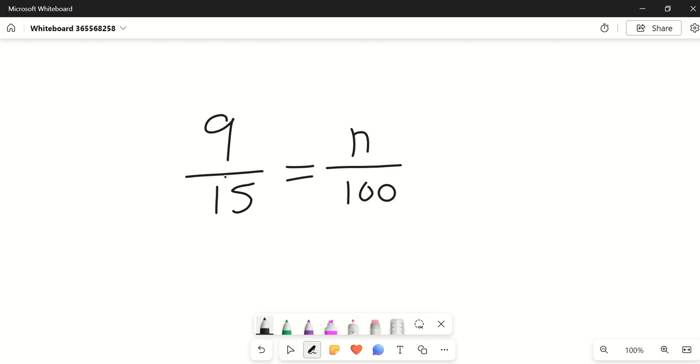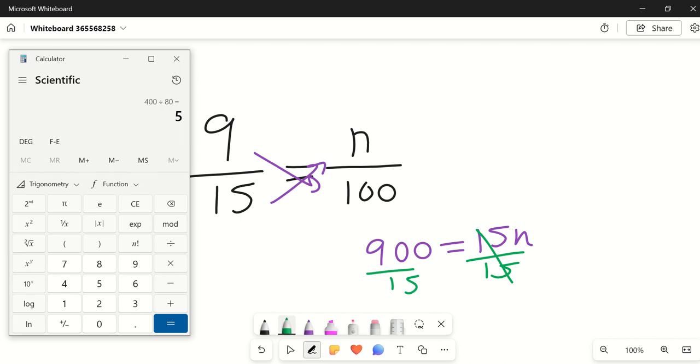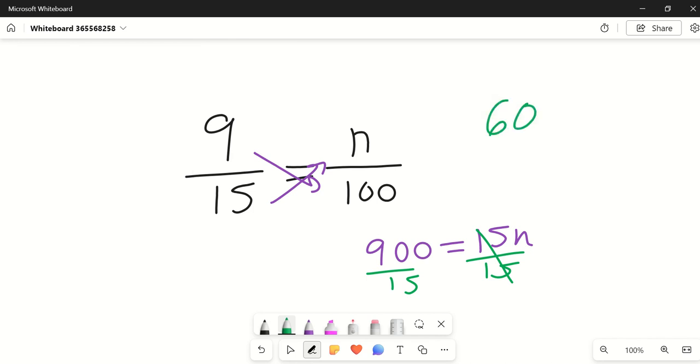So therefore, I'm going to multiply across. 9 times 100 will give me 900. 15 times N will give me 15N. Divide this by 15 to undo. Divide this by 15. I'll bust out my calculator because I don't know what 900 divided by 15 is right off the bat. That'll equal 60. Therefore, it'll be 60%. 9 is 60% of 15, and that's what I would write as my answer. I would write down the words 9 is 60% of 15.